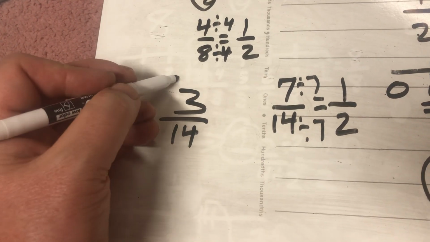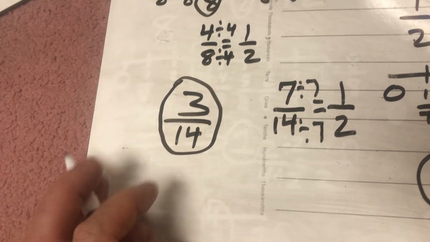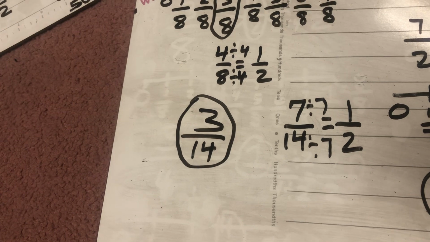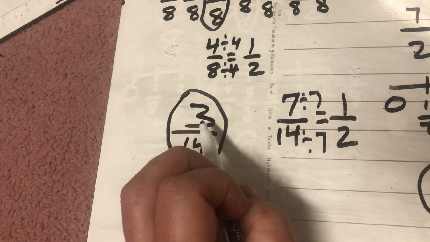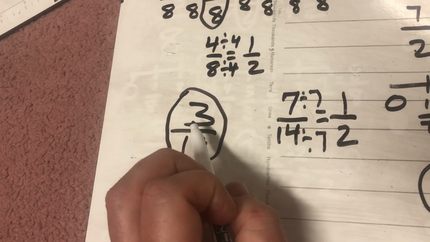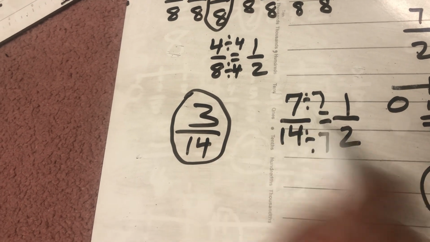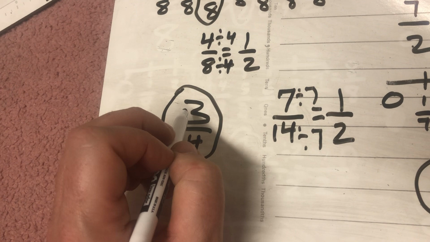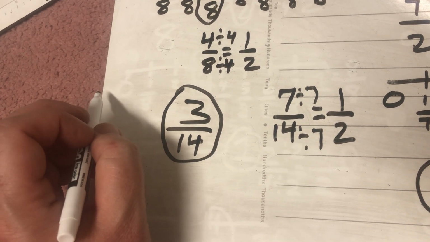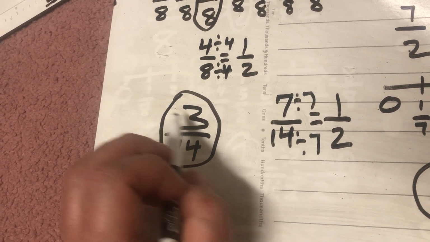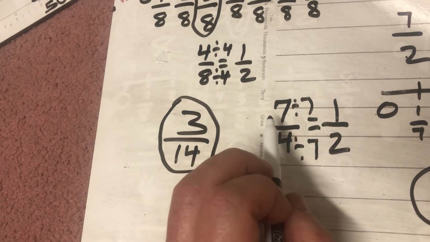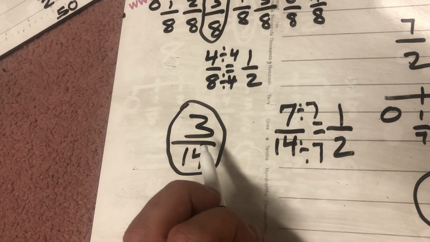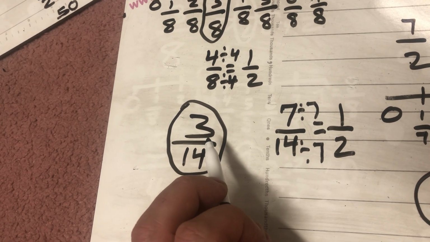So I'm thinking, well, 3 over 14 then, is it closer to 0 or is it closer to 1/2, which is 7 over 14? Well, I know that 7 minus 3 is 4, so 3 over 14 is 4 steps away from 7 over 14. And then to get down to 0, I know that 3 minus 3 is 0. So I know I'm 3 steps away from 0. I'm 4 steps away from 1/2. So 3/14 is closer to 0.